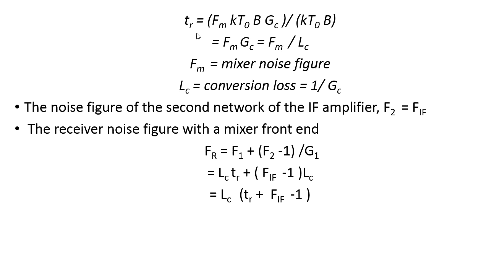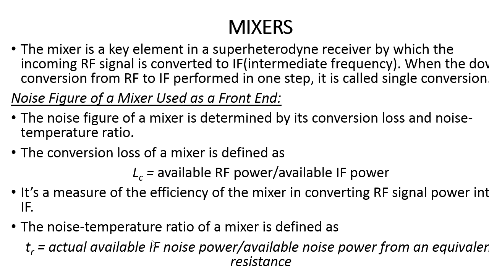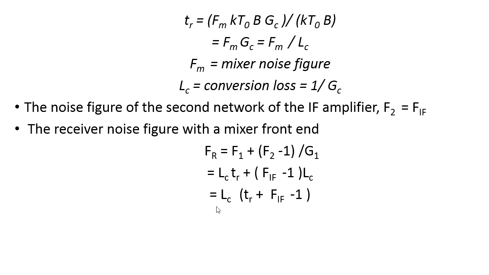And as I told, the definition of the noise figure, that is F is equal to the amplifier's available noise power, that is represented as FM KT0 B GC, which we already discussed in the previous slide, divided by the available power at the resistance, that is represented as KT0 B. Here KT0 B will get cancelled and what is left is FM GC, and GC can be represented as the reciprocal, 1 by LC, conversion loss. FM is called the mixer noise figure and LC is called the conversion loss here.